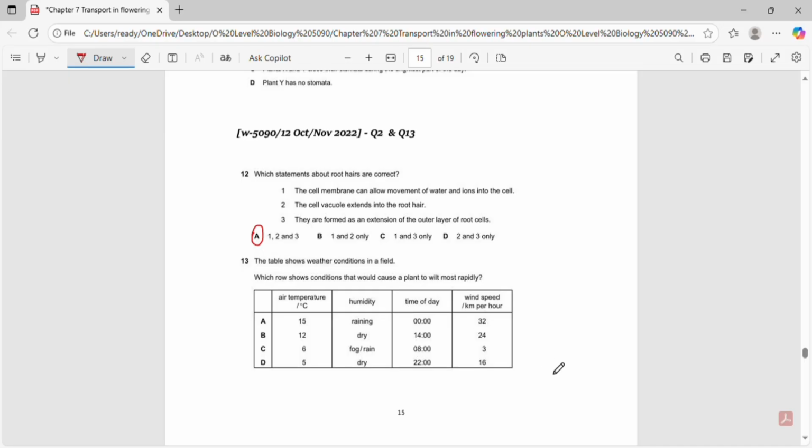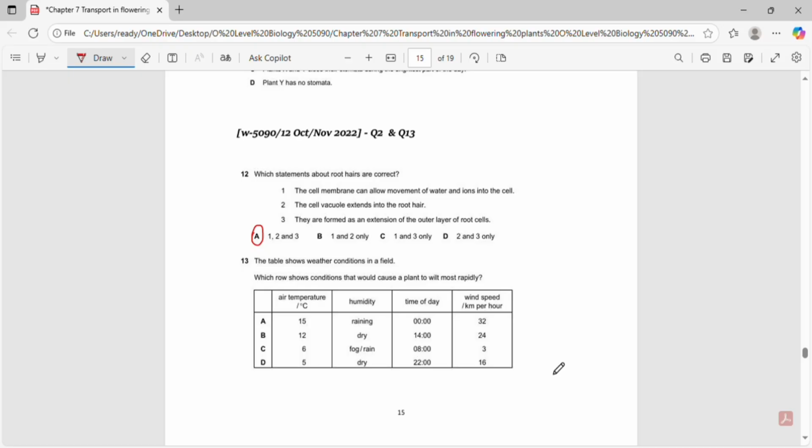Now, let's look at the next one, where we are given a table of weather conditions. The question asks, which row shows conditions that would cause a plant to wilt most rapidly? When we think about wilting, it occurs when water loss by transpiration is greater than water uptake by the roots. Conditions that increase transpiration include high temperature, low humidity, and wind. Looking at the table, row B represents dry weather in the afternoon, with a temperature of 12 degrees and a wind speed of 24 km per hour.